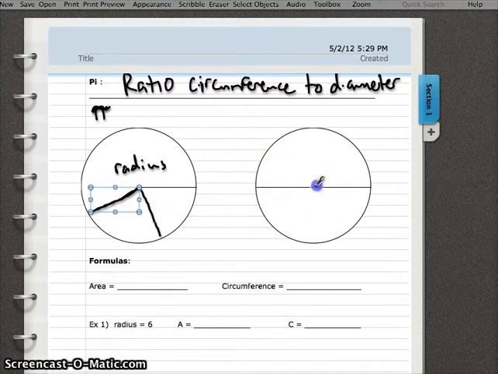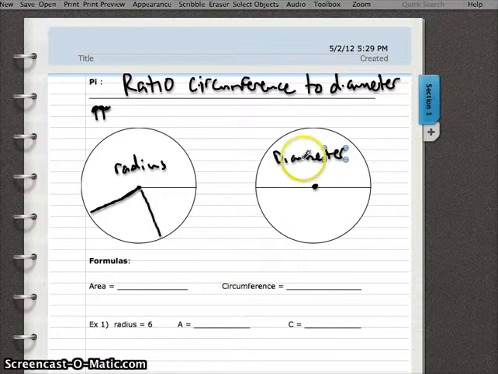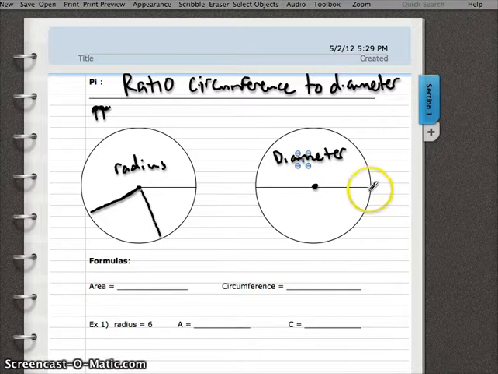If we draw a line that goes from one side of the circle through the center to the other side, so it can't just be a line like this. That would not be what this is. This is called a diameter. And a diameter measures the distance from one side of the circle through the center to the other side. And it has to go through the center, otherwise it is not a diameter.